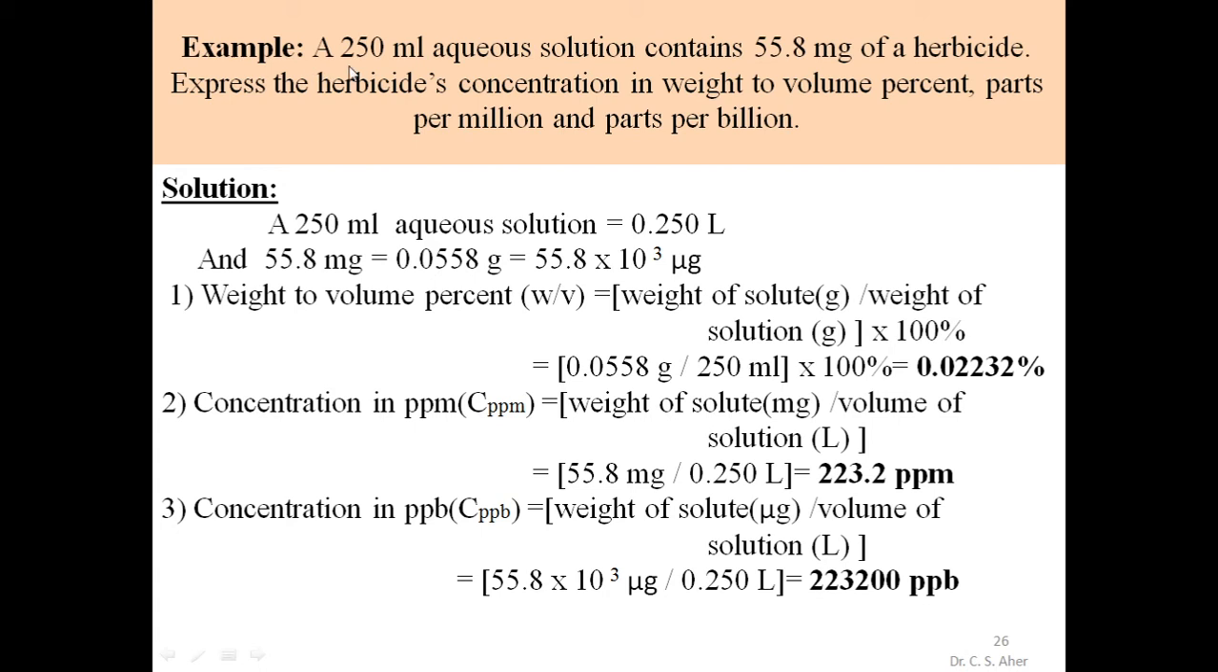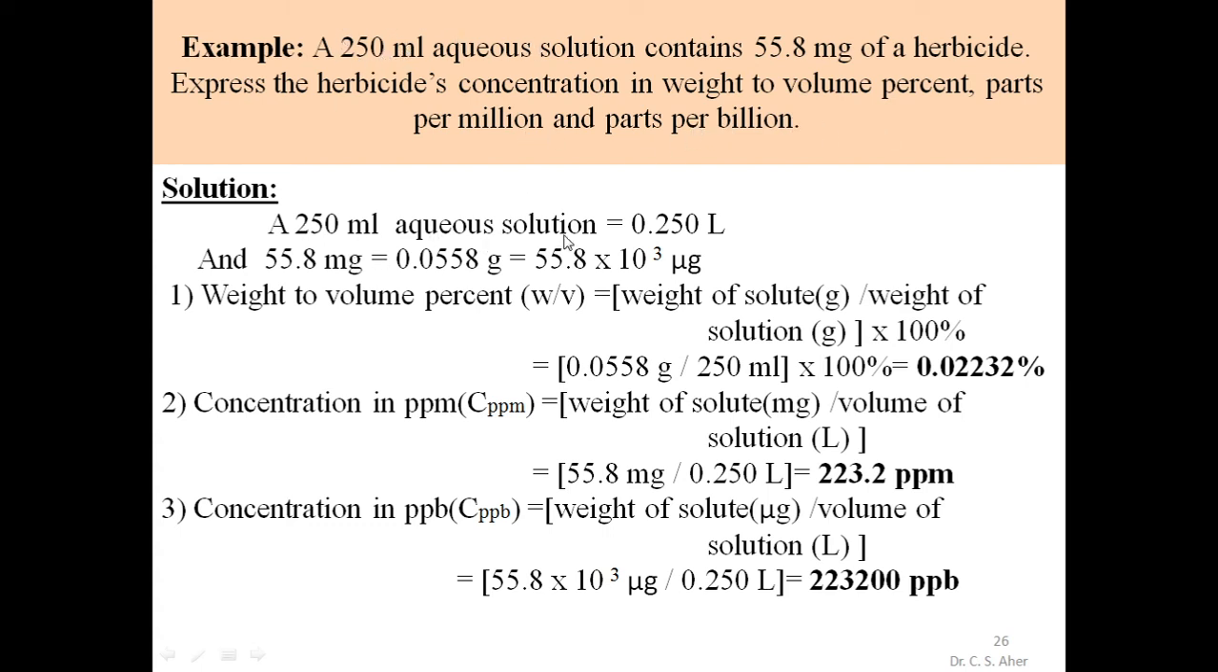Now we consider this example. A 250 ml of aqueous solution contains 55.8 milligram of herbicide. Express herbicide concentration in weight to volume percent, part per million and part per billion. So we express this same concentration in 3 different units: weight to volume percent, ppm, ppb. So what is given?